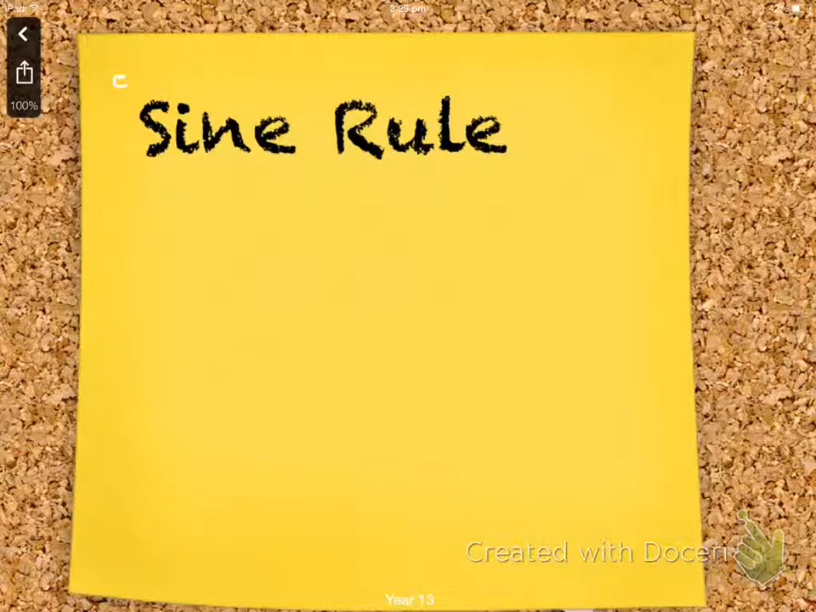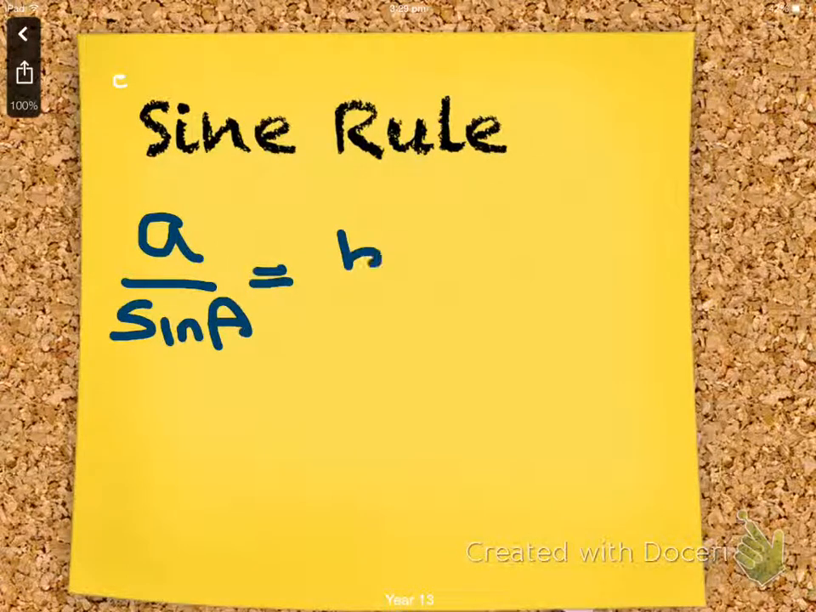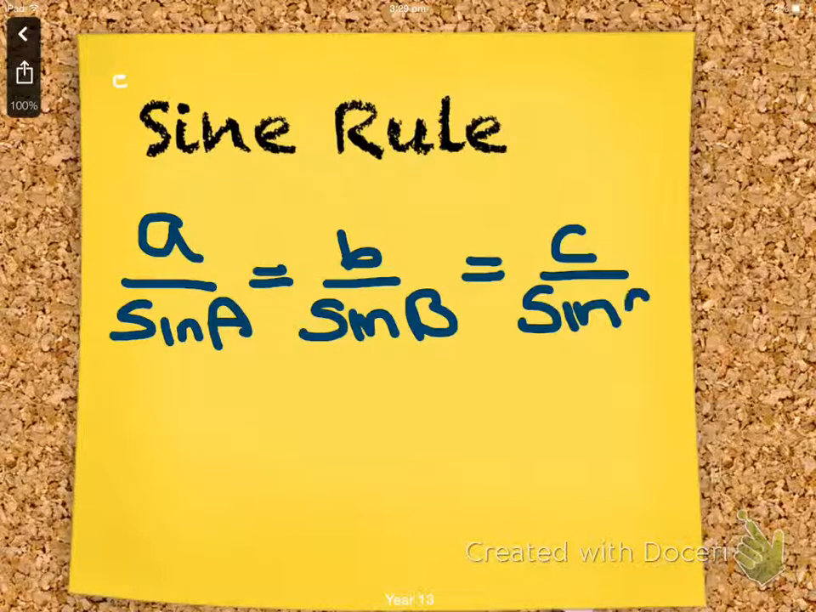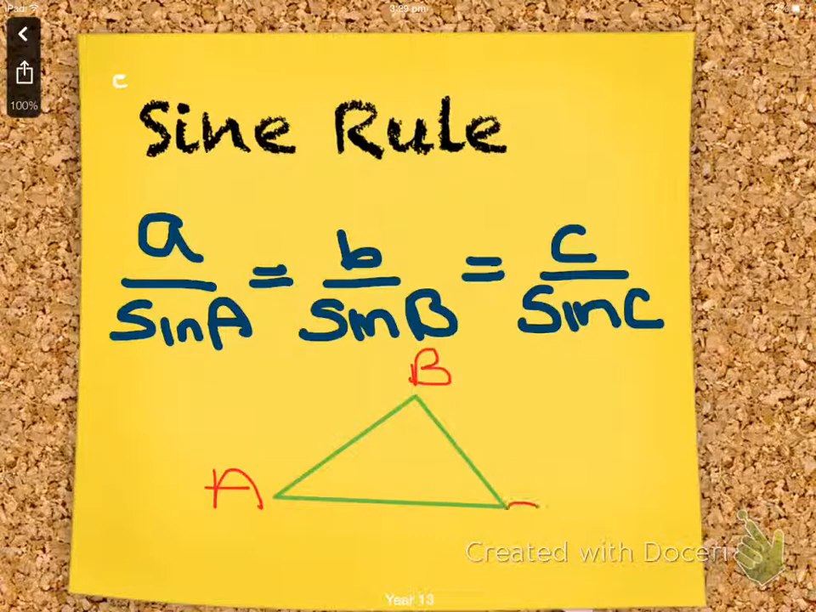We can also use the sine rule. Remember, that's a over sine A equals b over sine B equals c over sine C. Don't forget to draw your triangle correctly, where angle A is opposite side a, and so on.